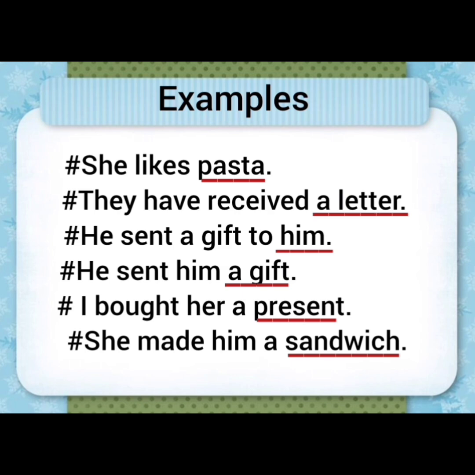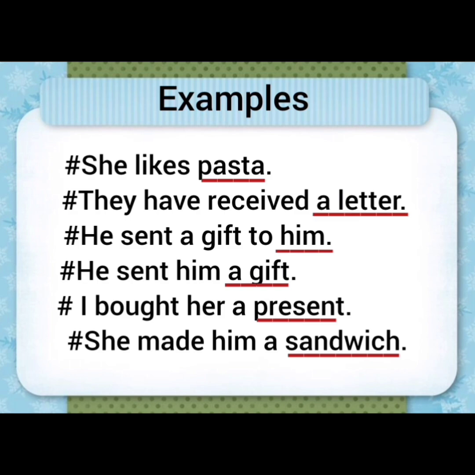So he sent a gift. Another example, he sent him a gift. Again, the object is a gift. It answers the question what. I bought her a present. The direct object, the direct receiver of the action, is present here. She made him a sandwich. The direct receiver of the action and the answer to the question what is sandwich. So it is a direct object.